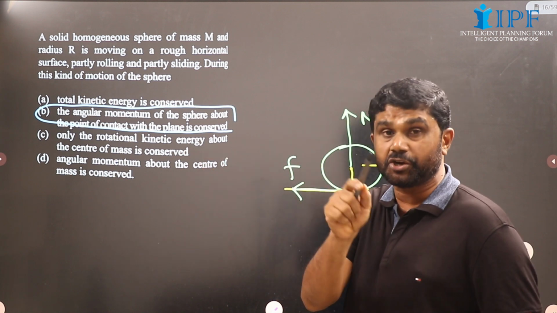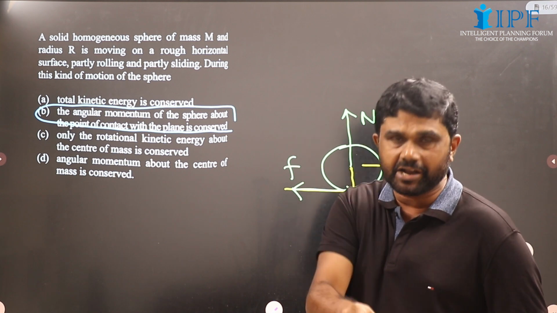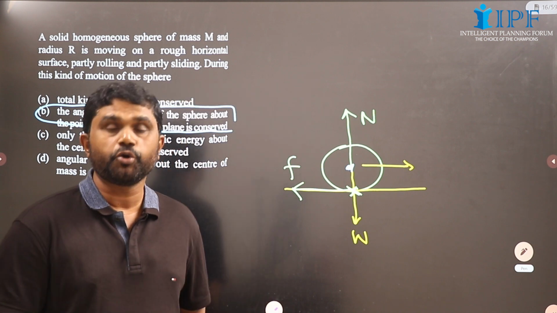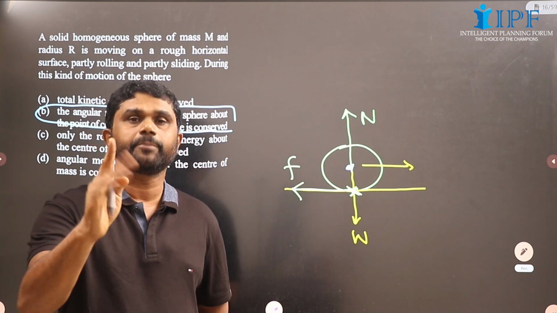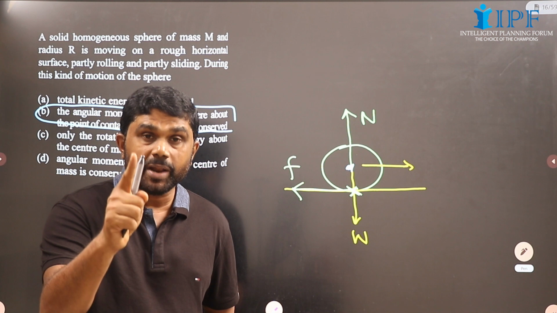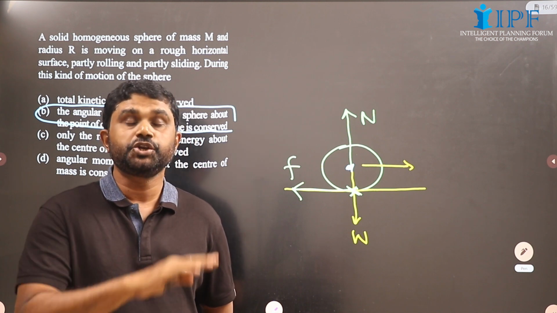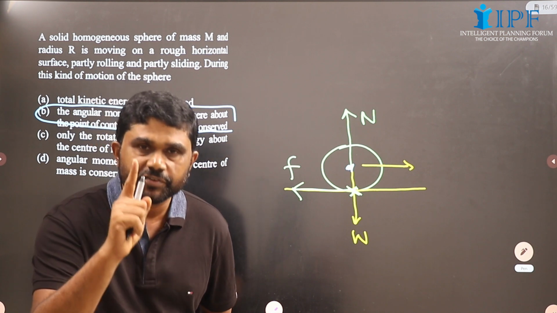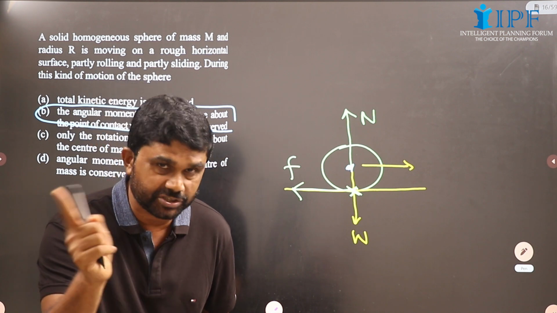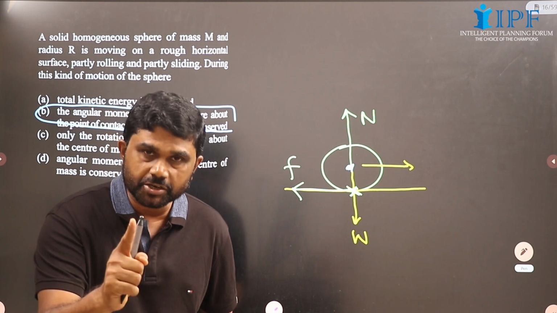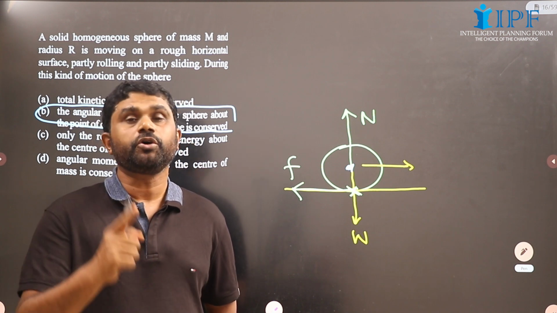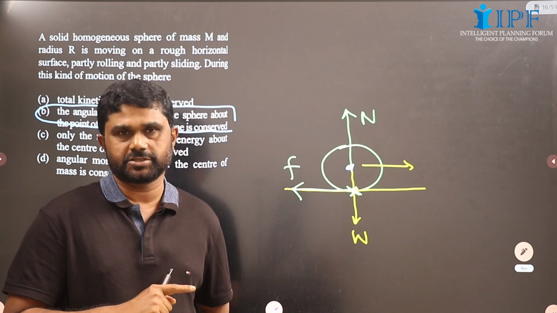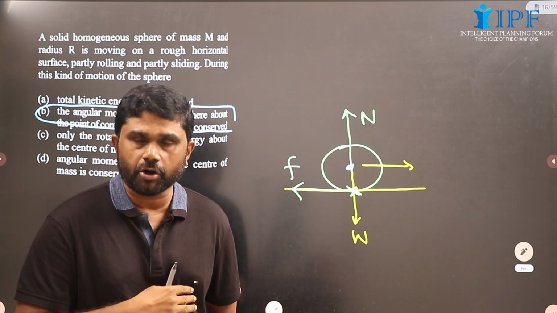Angular momentum about the center of mass is also not conserved, because see, this is the center of mass. Weight is passing through it, no torque due to the weight about the center of mass. Normal reaction is passing through the center of mass, no torque due to normal reaction about the center of mass. But the friction is not passing through the center of mass. So there will be torque due to the friction. So angular momentum about the center of mass will not be conserved, because there is an unbalanced torque about the center of mass.